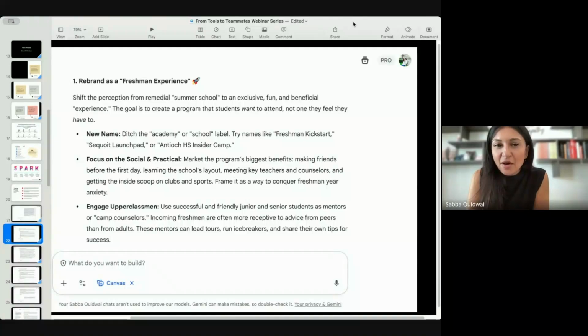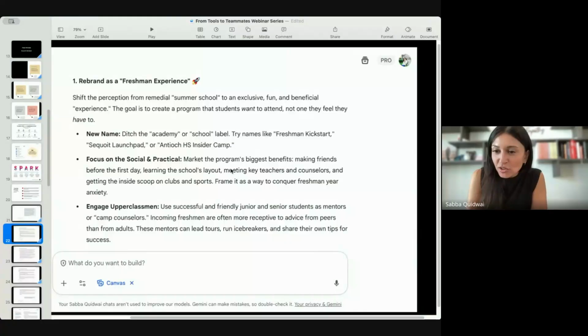They come in, and now it will start giving them the answer. It said, well, number one, maybe change the name. Right? Summer school, everyone has an idea in their head. Summer school is not fun. It's, I'm going to extra school. Maybe call it something different. Call it the freshman experience, right? Try a different name for what you're doing.